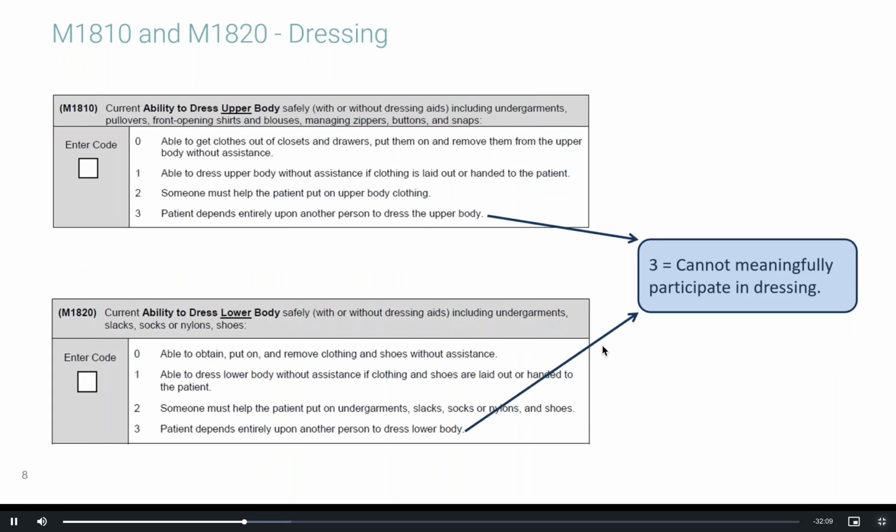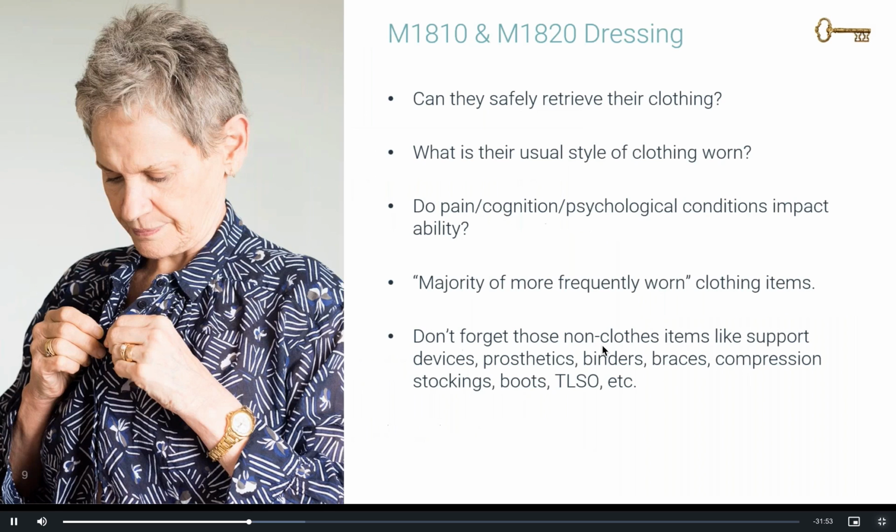So next we have 1810 and 1820, which are two dressing questions. So again, we have that response 3 that's just talking about those folks that can't meaningfully participate in dressing. There's really not any steps of the process they're able to manage themselves. Someone else has to do it all for them.